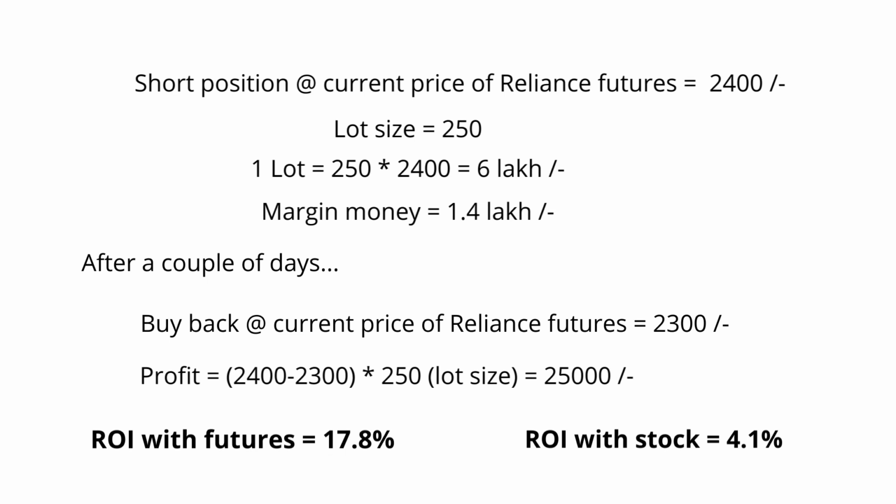So the future price of Reliance is 2400 per contract, and the lot size is 250, and that means one lot would cost you 250 into 2400 rupees, which is 6 lakh rupees. So let's say, for example, you want to short sell Reliance now. Remember, you are not selling any shares, you're just taking a position on the contract. You would just need the margin money of about 1.4 lakh. So this is the money that a buyer or a seller has to just put forward at first. And usually this margin money is calculated as a percentage of the total contract size.